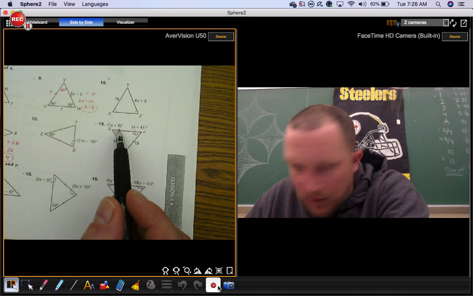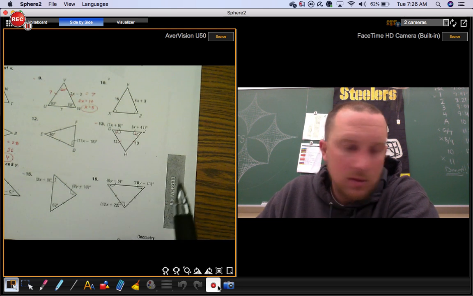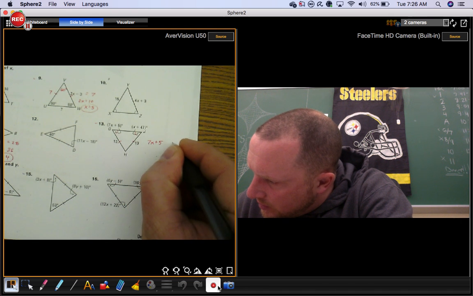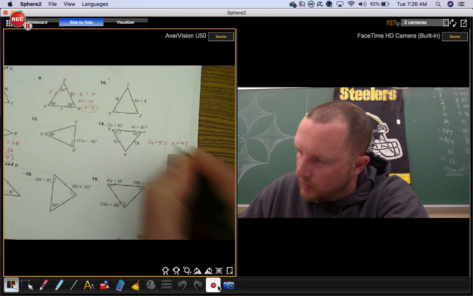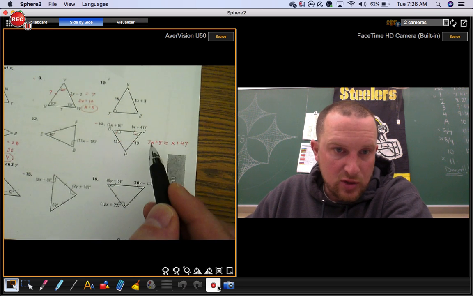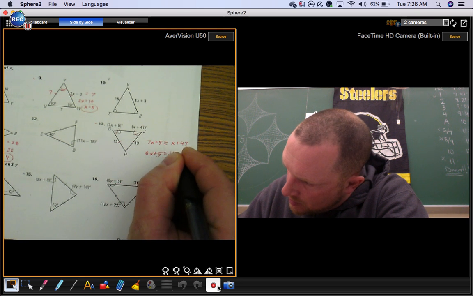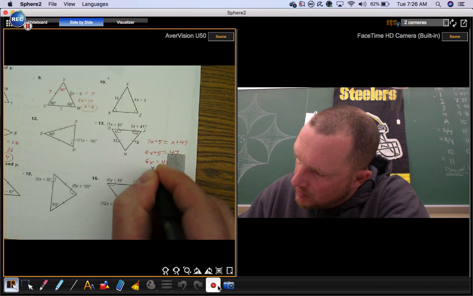Now I know these are angles because notice the degrees. See the unit? So I know 7 times x plus 5 and x plus 47, those two angles are base angles. I know they're the same. You need to write an equation first. We're going to subtract x from both sides. We're going to subtract 5 from both sides. And divide by 6.